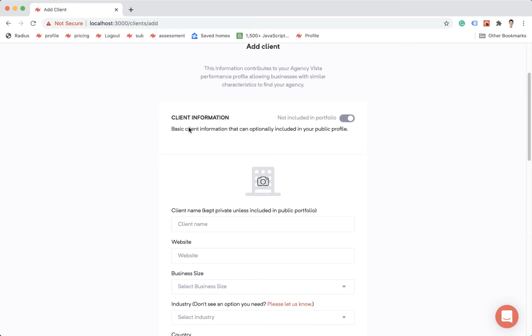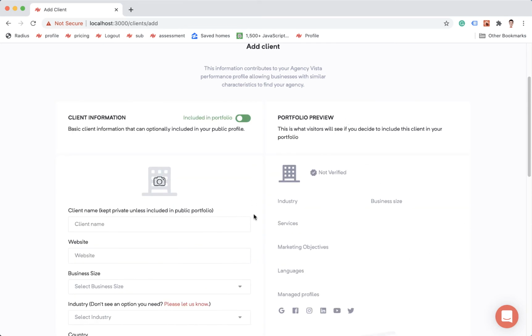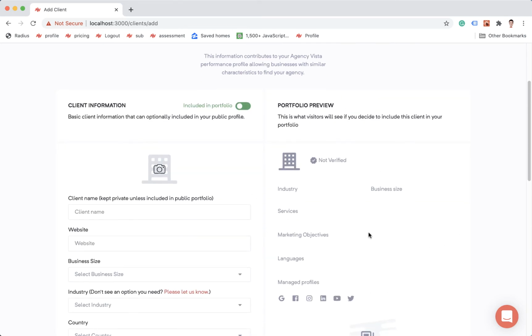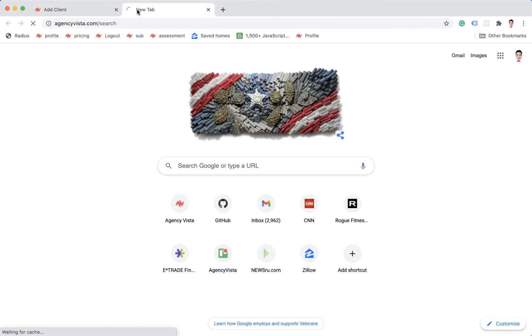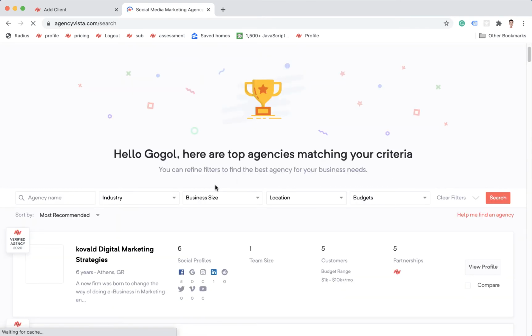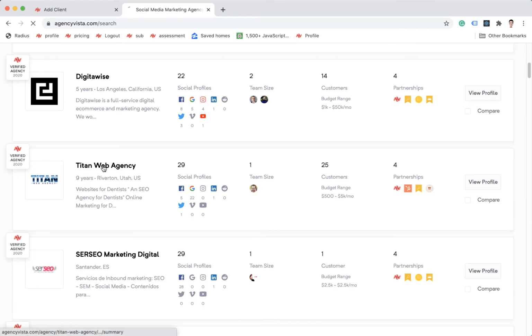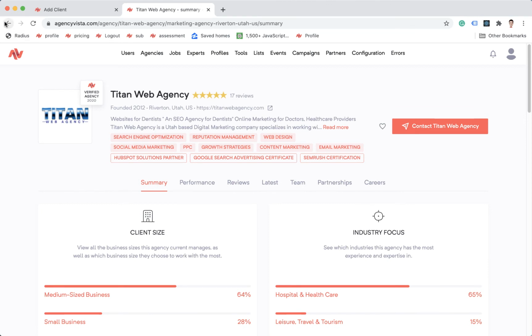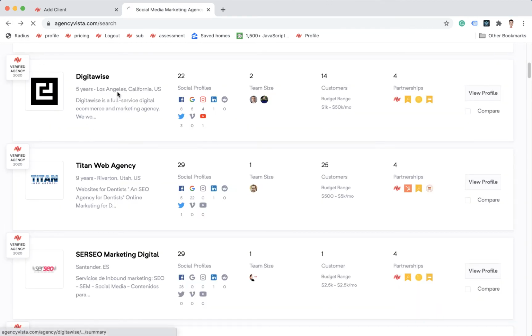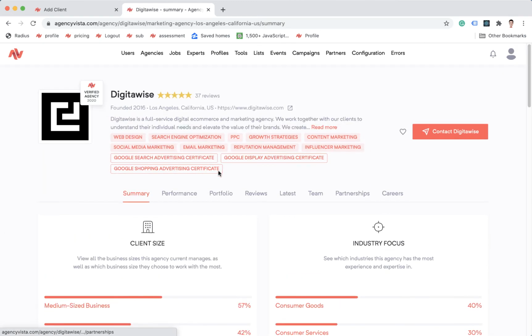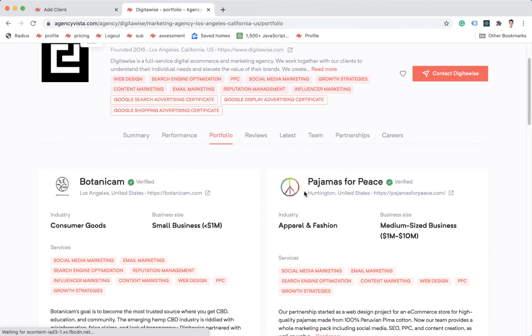So in client information, you can see here I'm adding a client and it's not included in portfolio. But if I click on this, we show a side-by-side client portfolio preview, and this comes from our public view. So if you look at any of the agencies and their portfolio, let's find something with a portfolio. So here's the portfolio of a client.